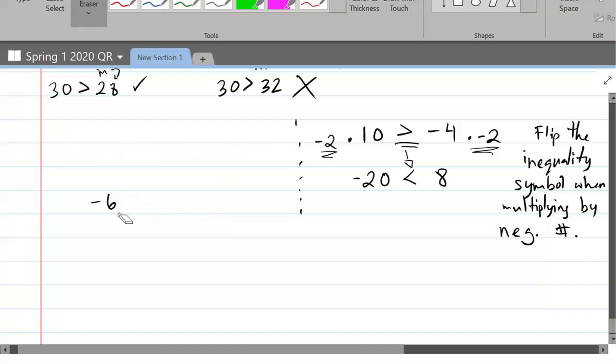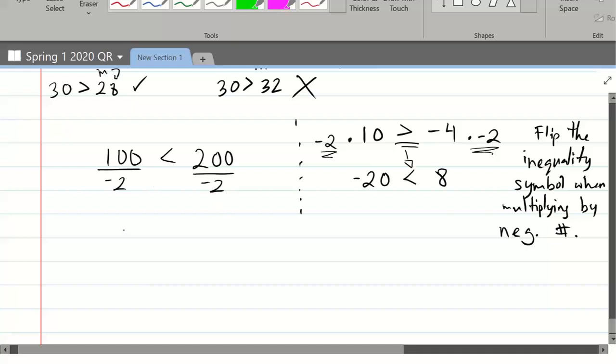Now, same thing holds if you're doing division, right? Let's say you have 100 is less than 200, right? 100 is less than 200, but if we divide it by negative 2, divided by negative 2, right? Again, we're dividing it by a negative number.